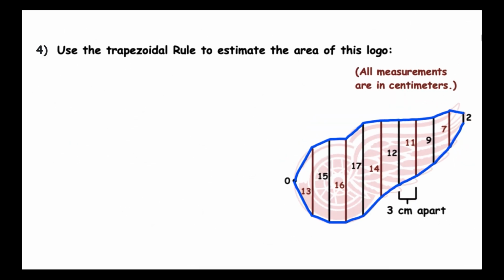I want you to take a moment, pause the video, and see if you can figure out the area of this Red Wings logo, and we'll see how close you are. Don't forget to put your units on your answer. So go ahead and pause me and see what you get. All right, I got 345, kind of a cool answer, square centimeters.